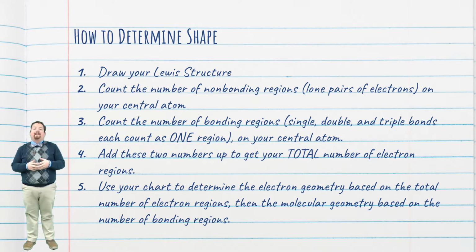Compare that number to the chart that you have. There may be multiple rows on the chart that have the same number of total electron regions. So you go to the next column in the chart and find the correct number of bonding regions based on what you just counted. This will give you your molecular geometry.